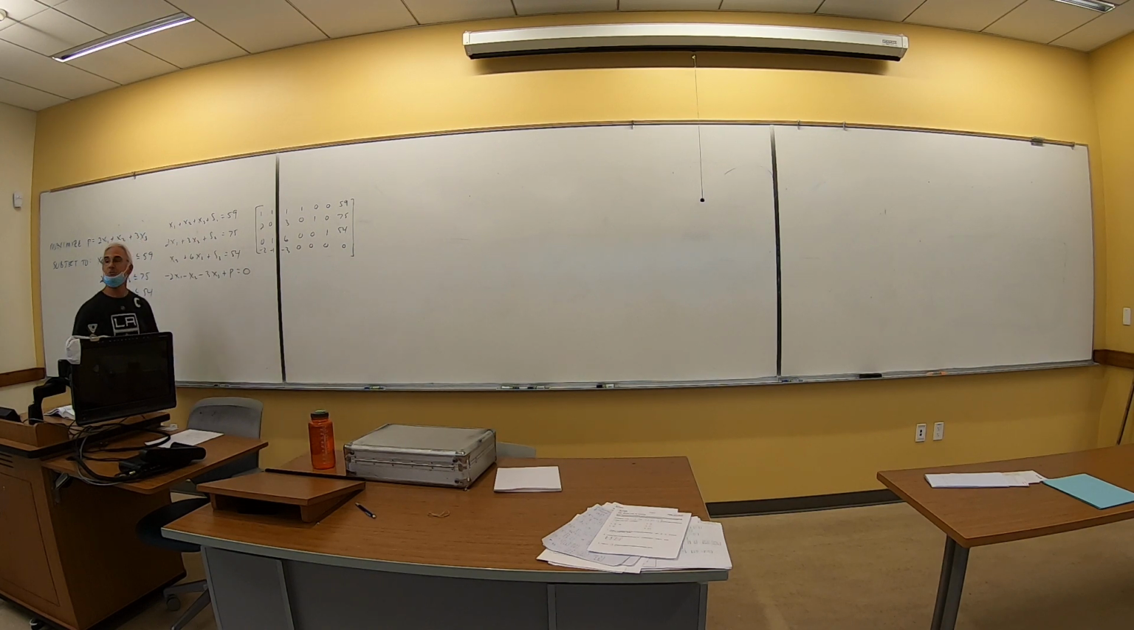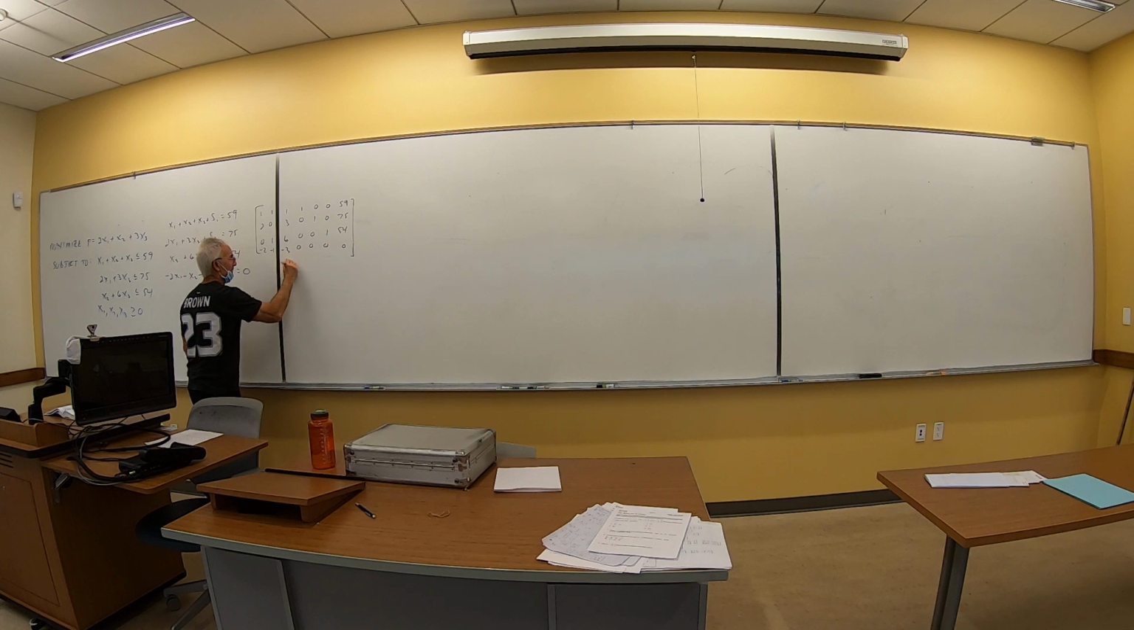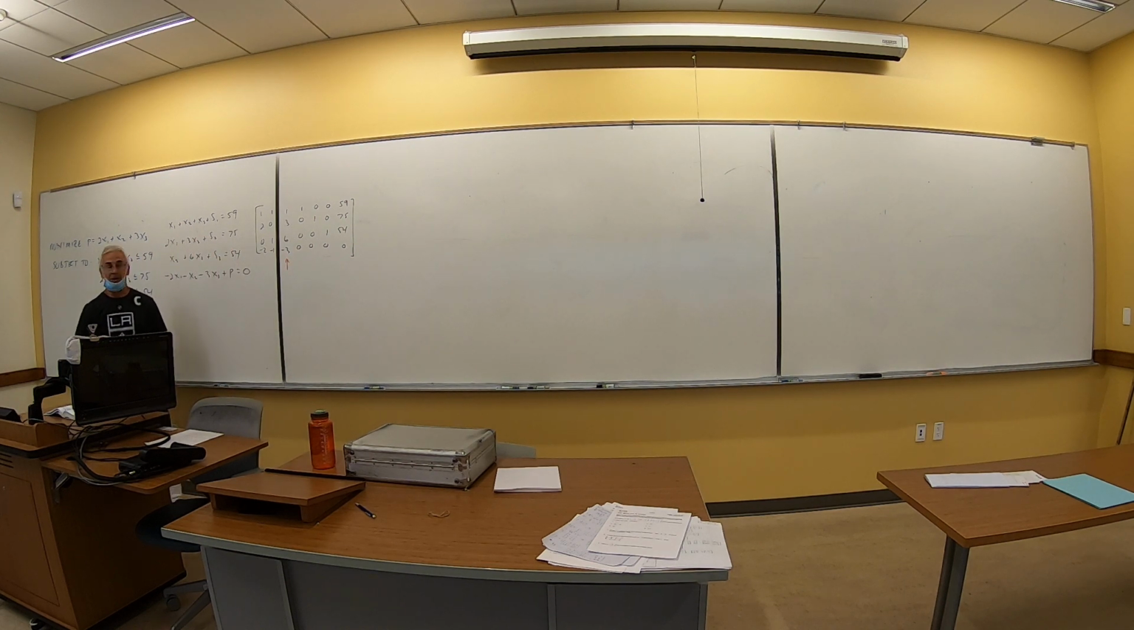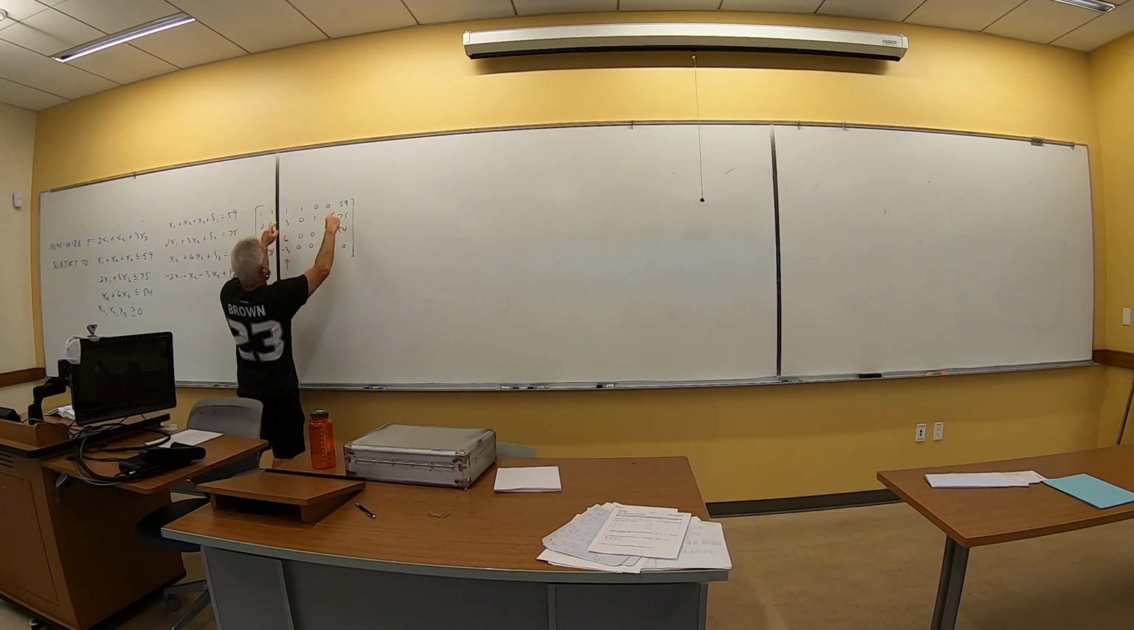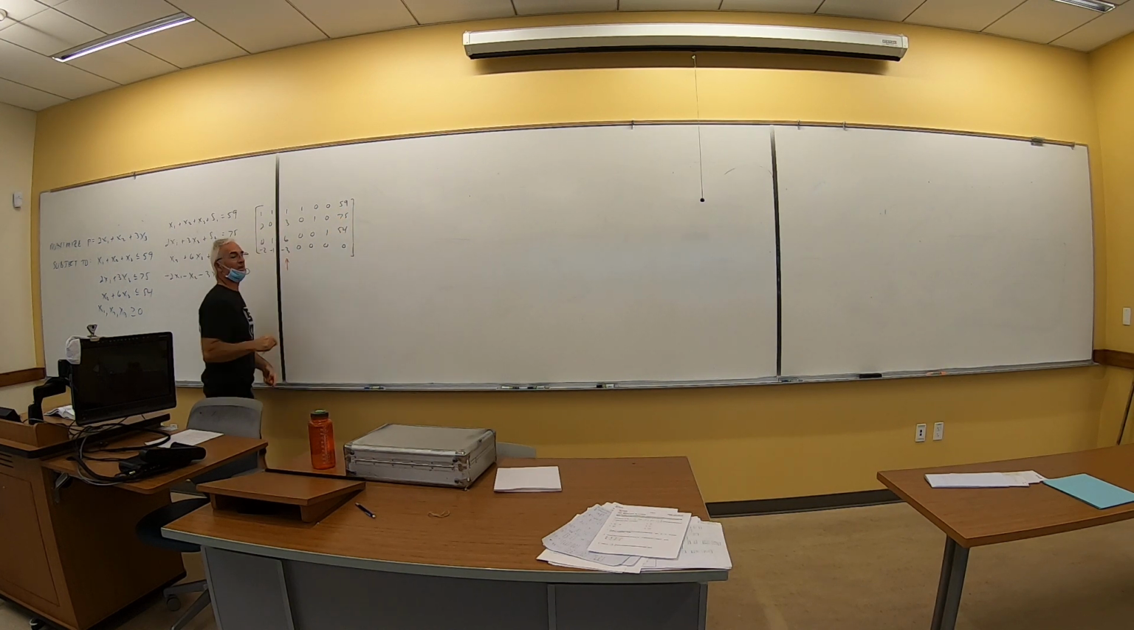Which column is my pivot coming from? 3. Why? It's the largest negative number. Good. So let's start there. Now, I have 3. I'm not looking at this one. I'm looking at these 3 rows. I have 3 ratios: 59 over 1, 75 over 3, 54 over 6.